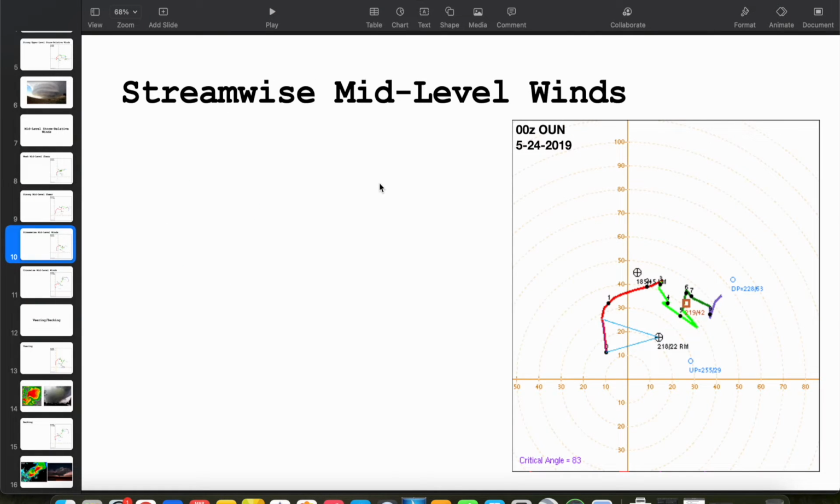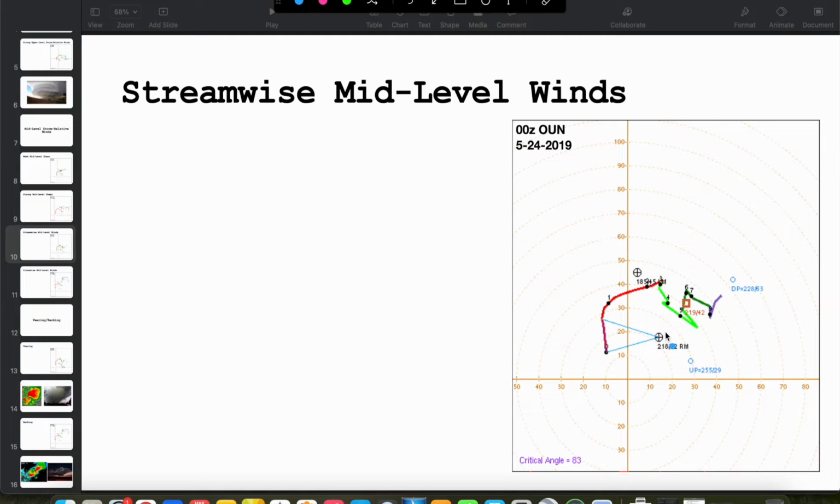Now we'll talk about the streamwise and crosswise nature of the mid-level winds. Now, we went pretty in-depth into what streamwise and crosswise means in our previous video, part 7. So if you need a refresher on streamwise and crosswise vorticity, go ahead and go back to that video. I'll put a link in the description below.